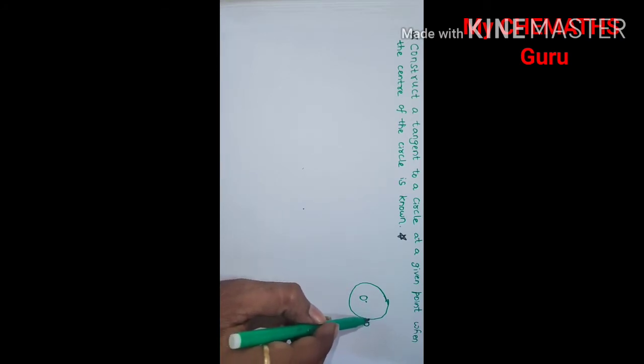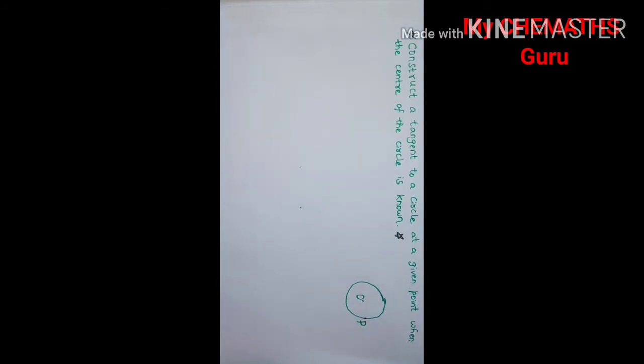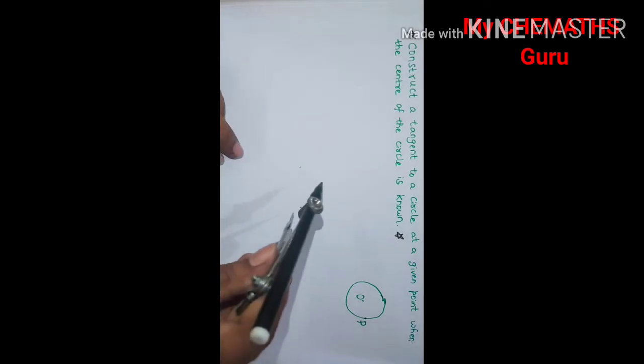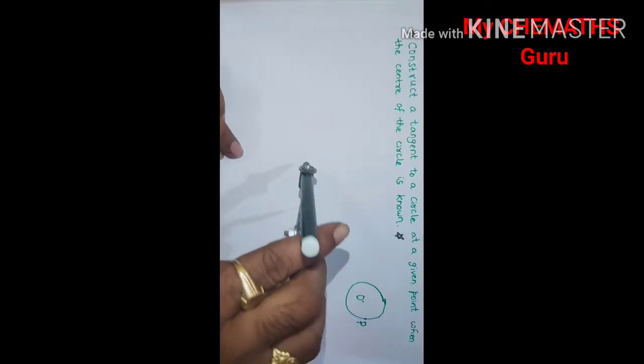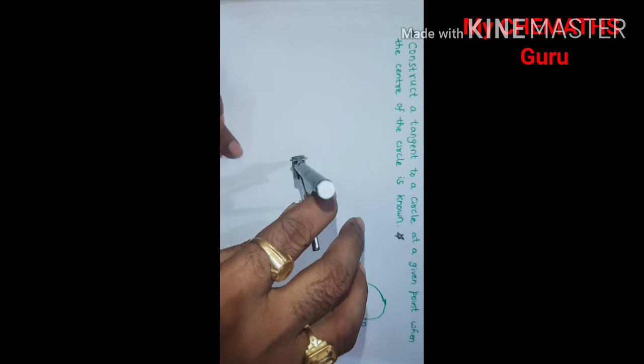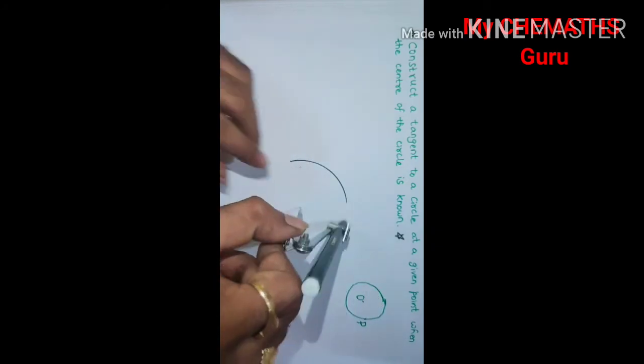Now through this point P, we have to construct a tangent. See how to construct a tangent through a point on the circumference of the circle when the center is known. First of all, by compass we have to draw a circle with the center O.